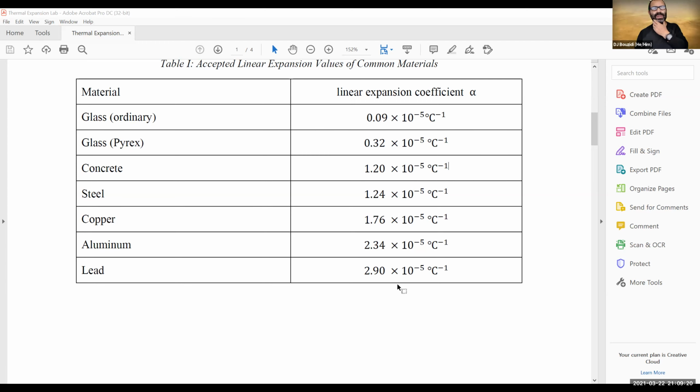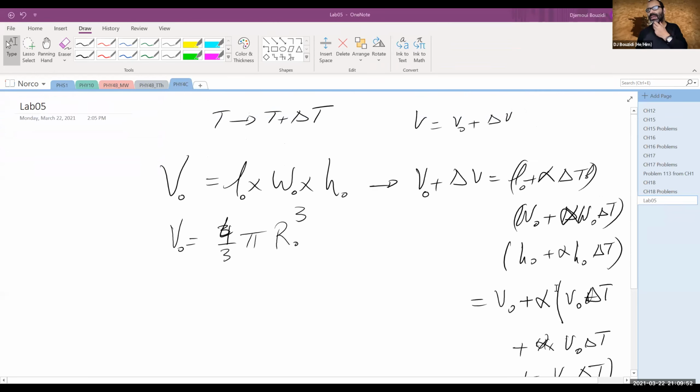And all of these terms are 10 to the negative 5, meaning the biggest one is 3 times 10 to the negative 5 for lead. So when you square it, it's going to be about 10 to the negative 9. That's why what we're saying here is just keep the linear terms in the expansion, and that's it. When you do the product, any term of the order of alpha squared is going to be ignored.